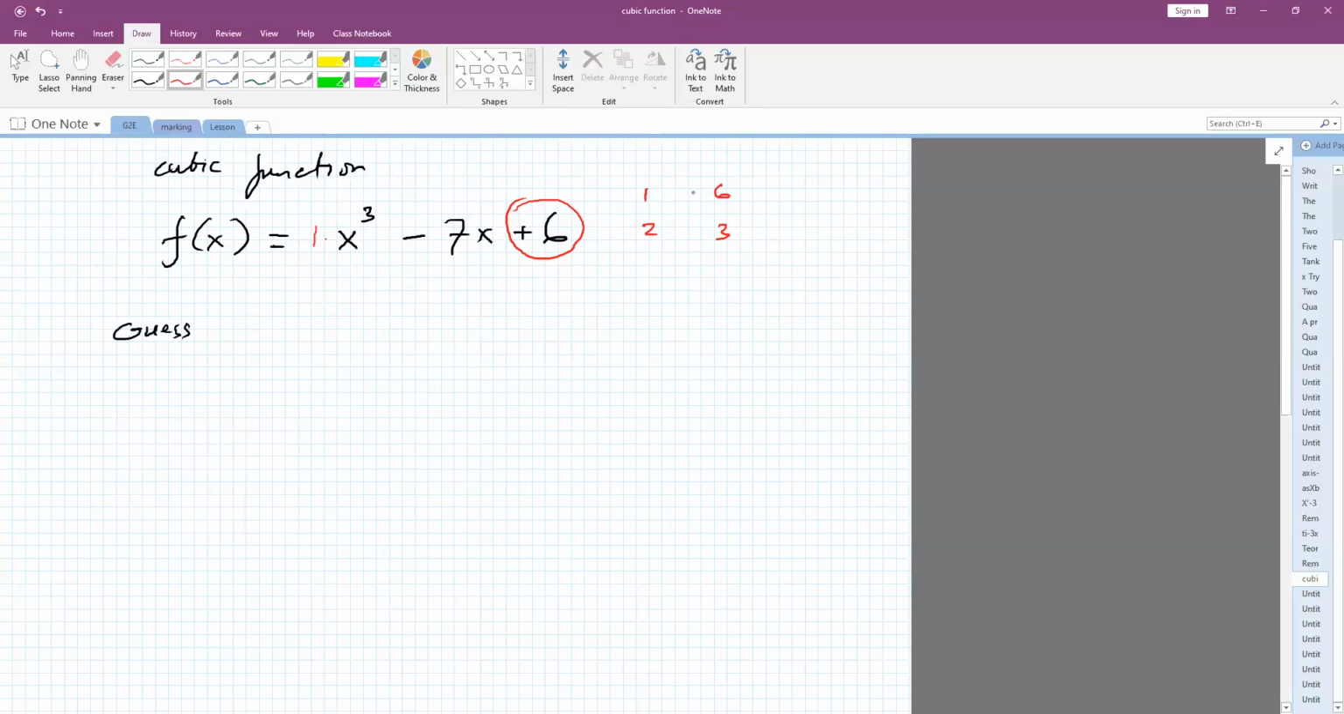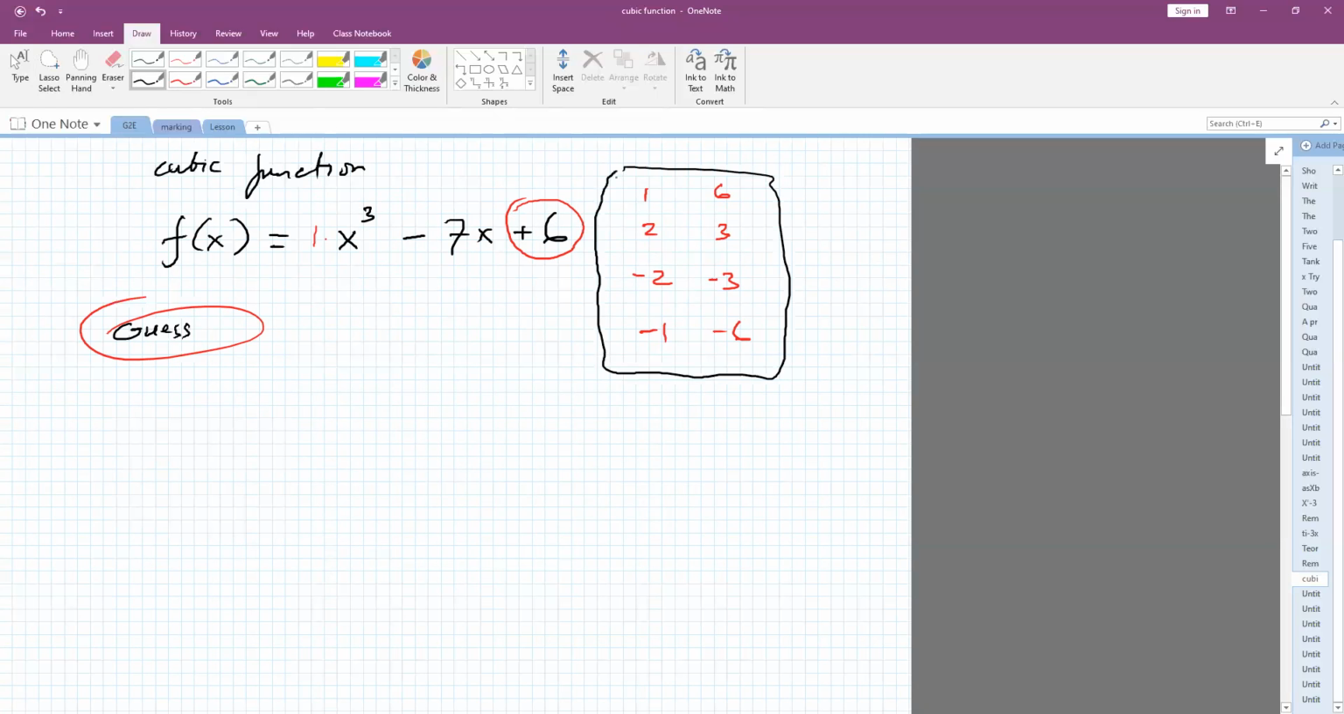When you multiply 1 times 6, you get 6, and when you multiply 2 times 3, you get 6. And of course we can also have minus 2 and minus 3, or minus 1 and minus 6. So the guessing that we will do is based on these values. It's not any random number that you put into f(x). The values that you put in come from these possibilities.